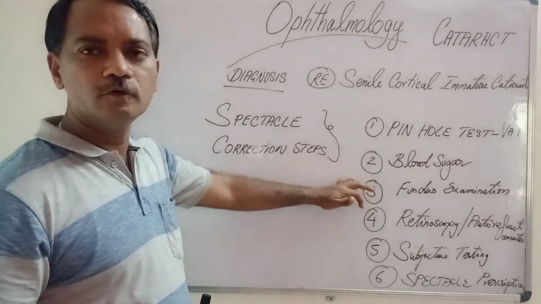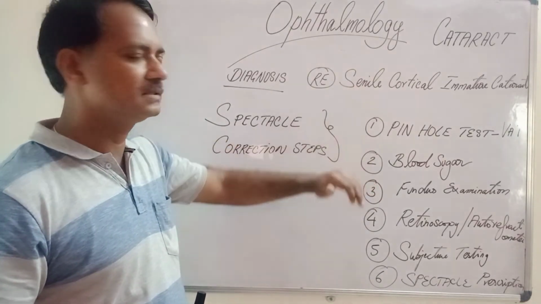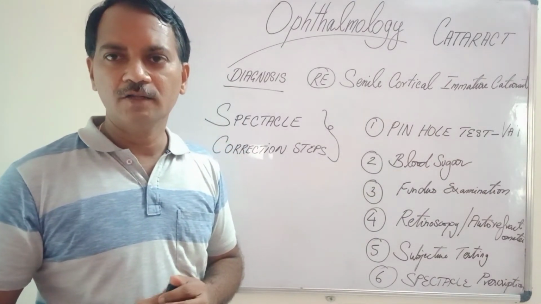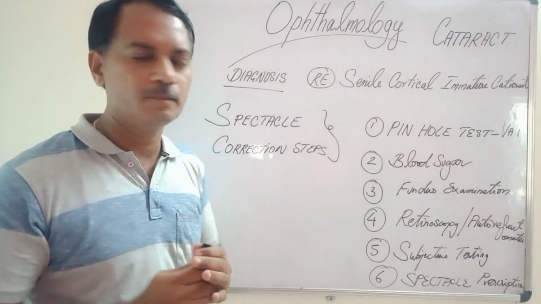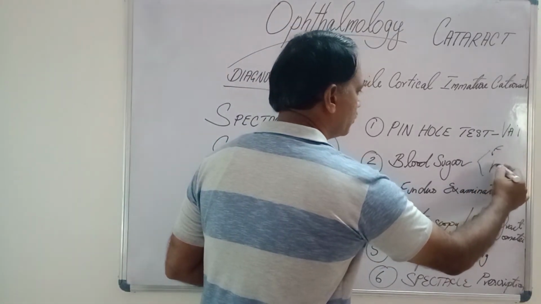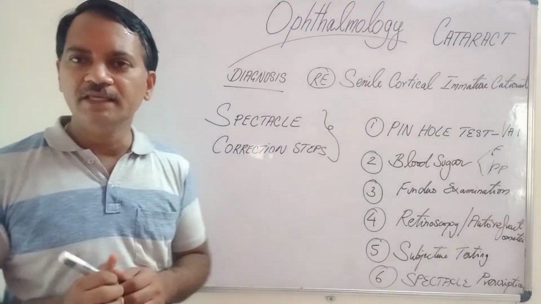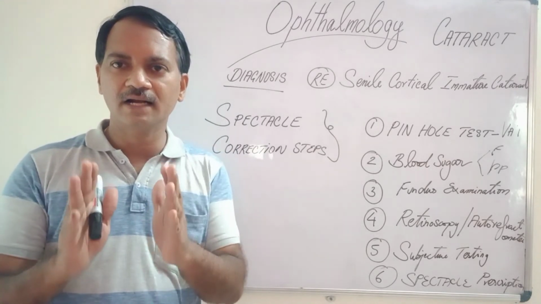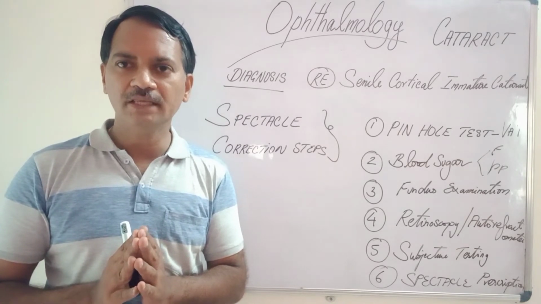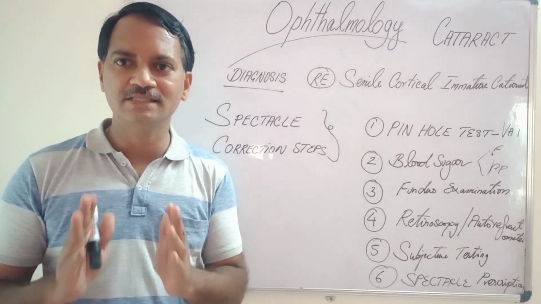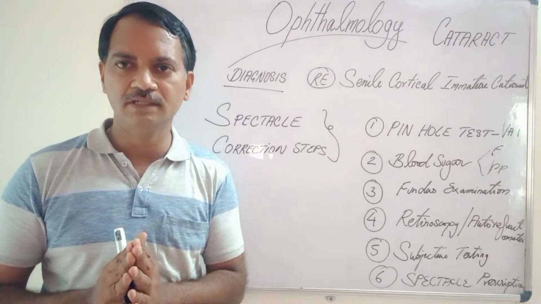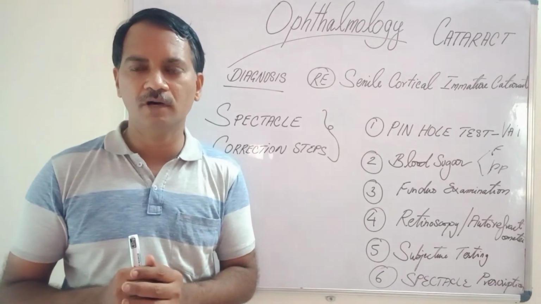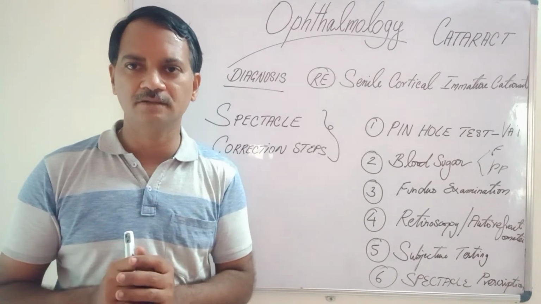Next thing I want to do for these patients who are elderly is to check the blood sugar level of the patient. The blood sugar you have to check both fasting and postprandial. If the blood sugar is within normal limits or it is under control, I want the postprandial blood sugar to be less than 200 milligrams percent and fasting blood sugar to be less than 150 milligrams percent for giving a glass prescription for the patient.